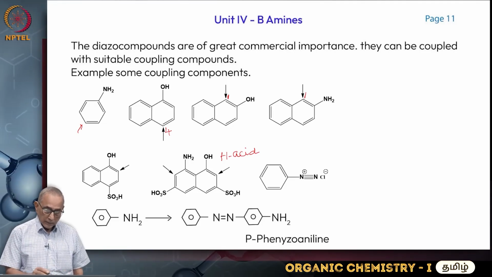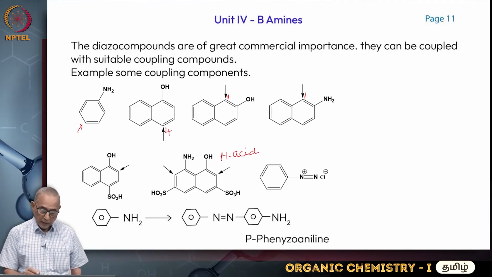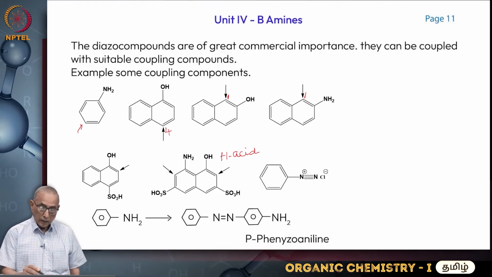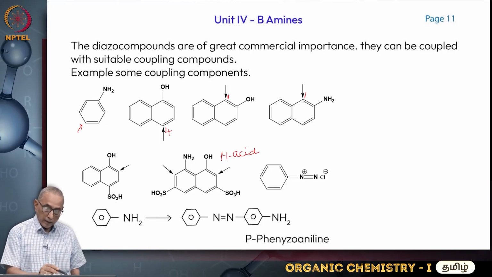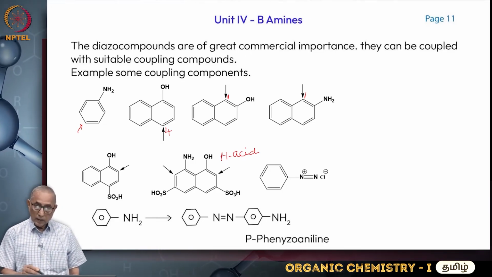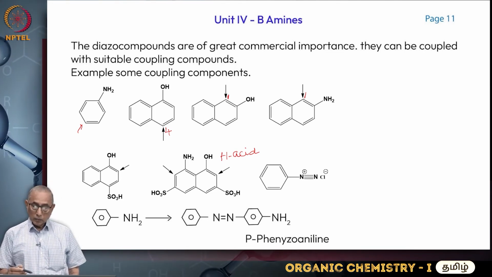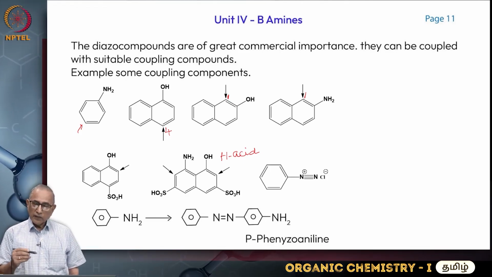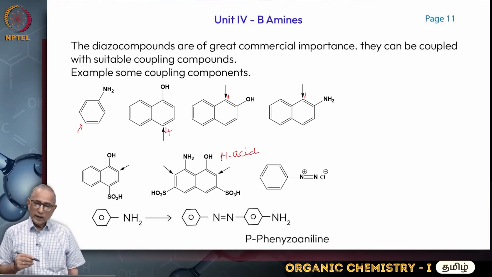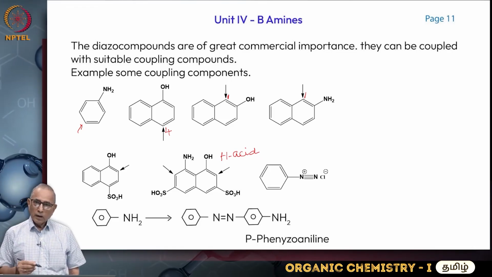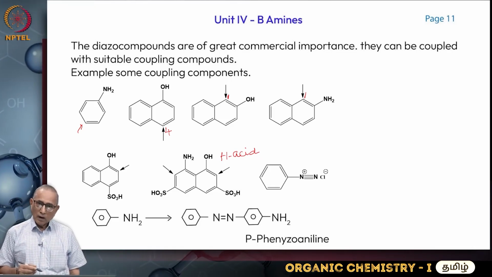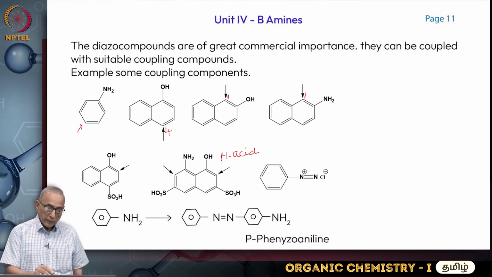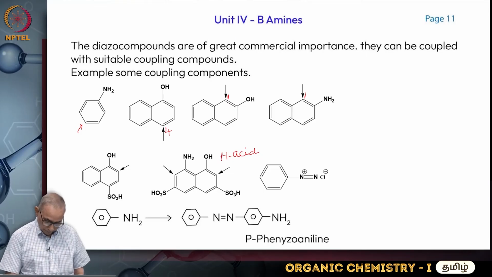So, aniline couples at the para position. This is para phenyl azo aniline. This is the structure of the benzene diazonium chloride. You can use it to couple here, here. You can have various other anilines, paratoluidine, orthotoluidine, different groups. The different groups give not only a change of color, but different shades of the color. In yellow, you can get greenish yellow or slightly reddish yellow, orange plus yellow. So, different colors are produced by substituents in the amines or substituents in the coupling component.